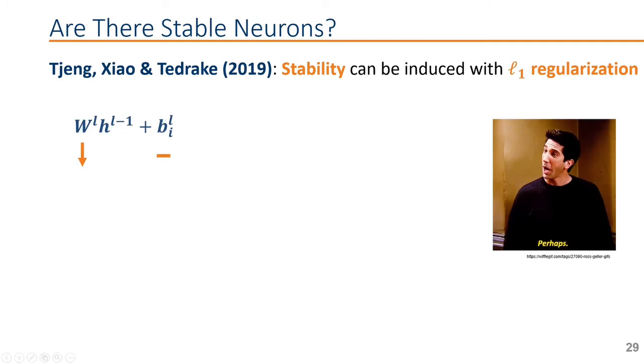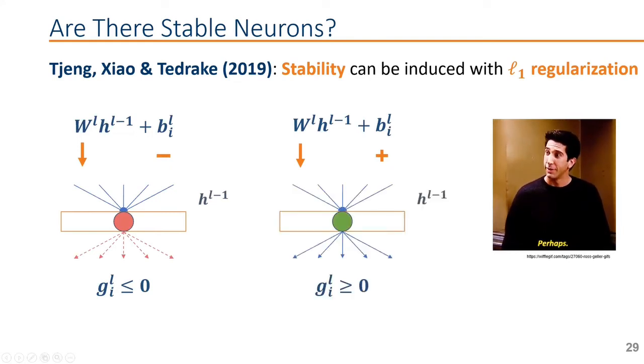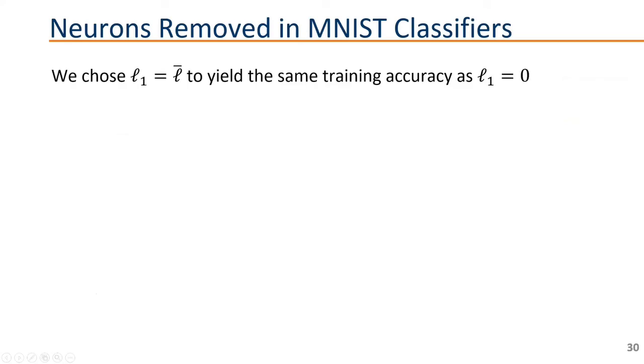And then if, for example, you have a bias which is negative and you're pushing down your weights, you're more likely to get a stably inactive neuron. Now, if you're pushing down your weights and you have a bias that's positive and it's going to be larger comparatively, it's more likely that you're going to get a stably active neuron. And if you add some, but not too much regularization when you're training your neural network, you actually can get better accuracy. So here's some results on MNIST classifiers.